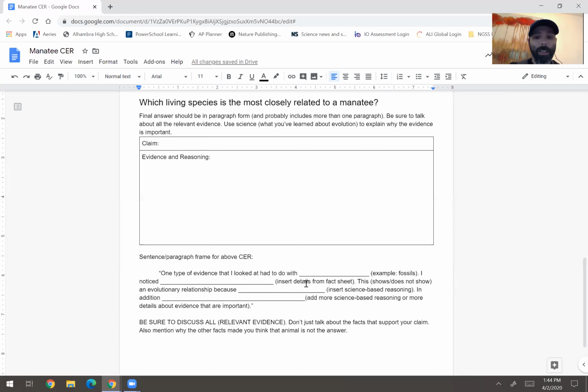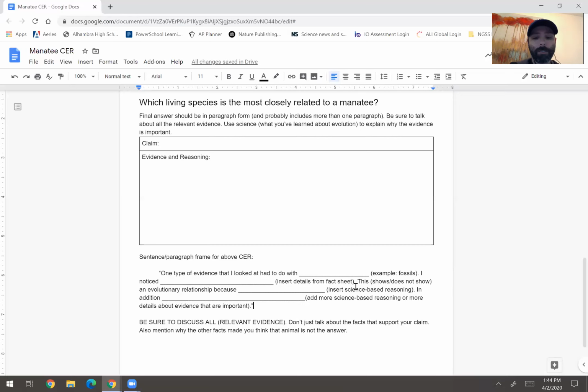I noticed that the fossils all originate around 50 million years ago, right? That's a detail. That's just a fact. Then you would go on to say this shows or does not show. You would choose one of these. This shows an evolutionary relationship, or this does not show an evolutionary relationship because, and here's where then you say why that's important. So what if everything's from 50 million years ago? Something's got to be there 50 million years ago.